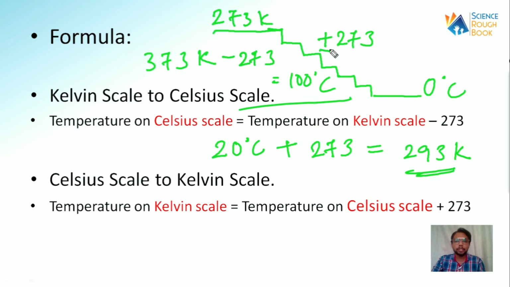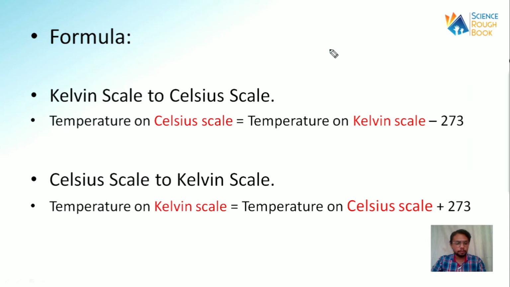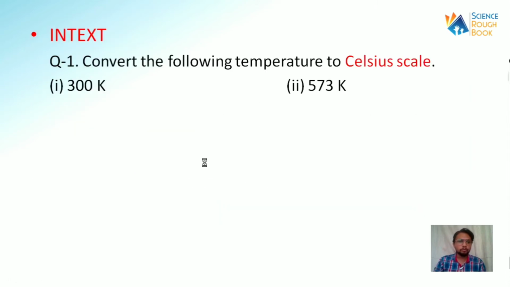Now let us get into the numericals and find out how to calculate the answers. Now comes the first one, that is in text. What do you mean by in text? It means the question which is given inside the NCERT textbook. The first one: convert the following temperature to Celsius scale. First one 300 Kelvin and the second one 573 Kelvin.